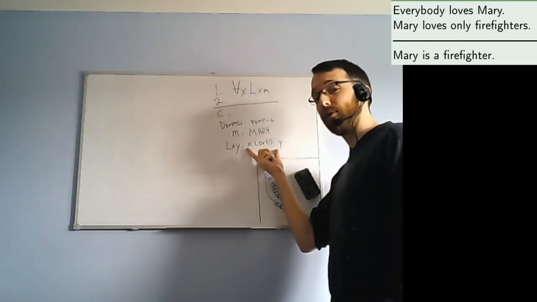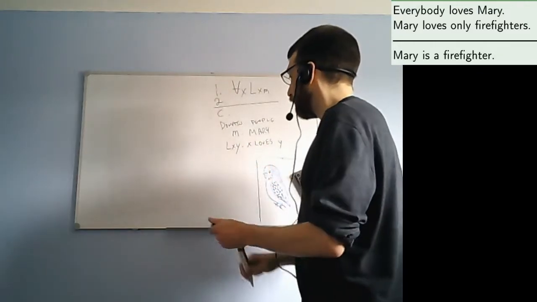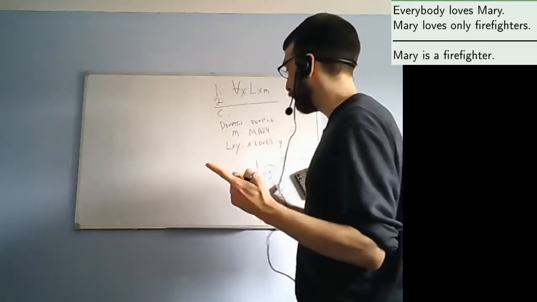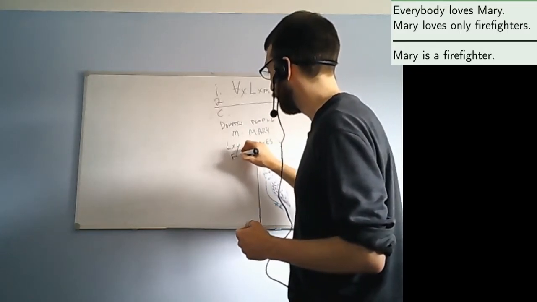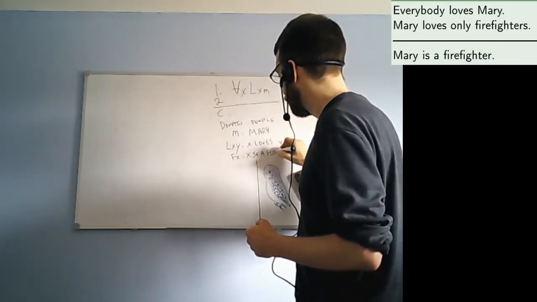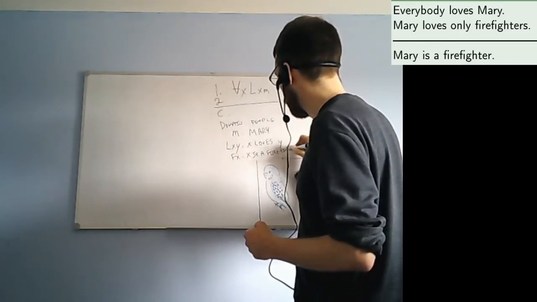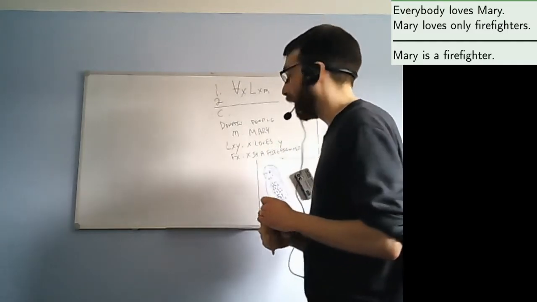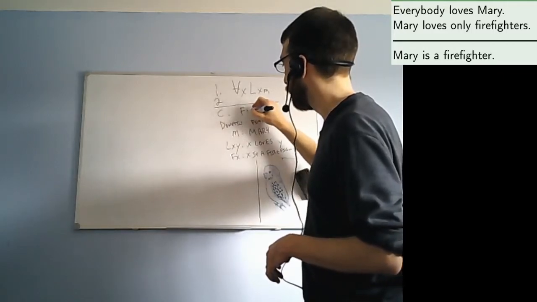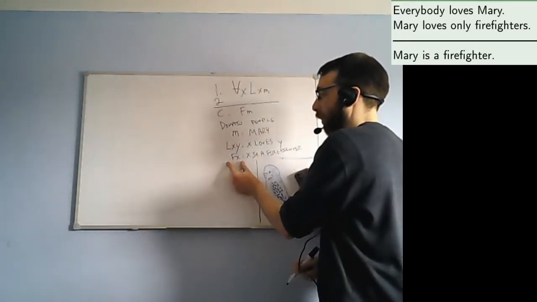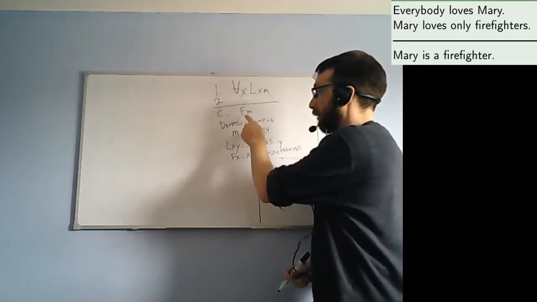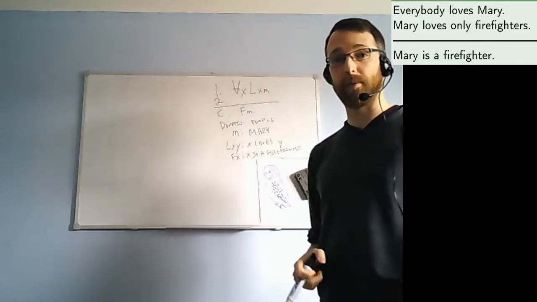The only predicate I have so far is loves. But now, blank is a firefighter. That's got one blank in it, so we have a one-place predicate. Let's call it F. FX stands for X is a firefighter. Okay, our conclusion is that Mary is a firefighter. That sentence just looks like this: FM. I take this thing with one gap, X, and I plug the name M, Mary, into it. We get FM. That says Mary is a firefighter.